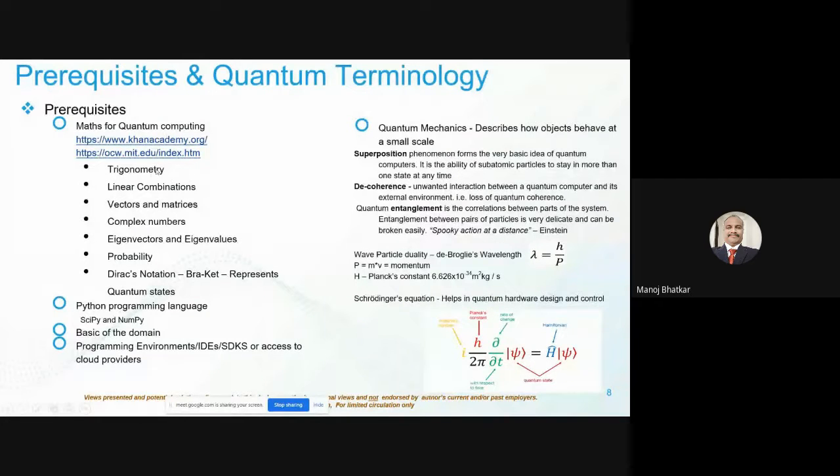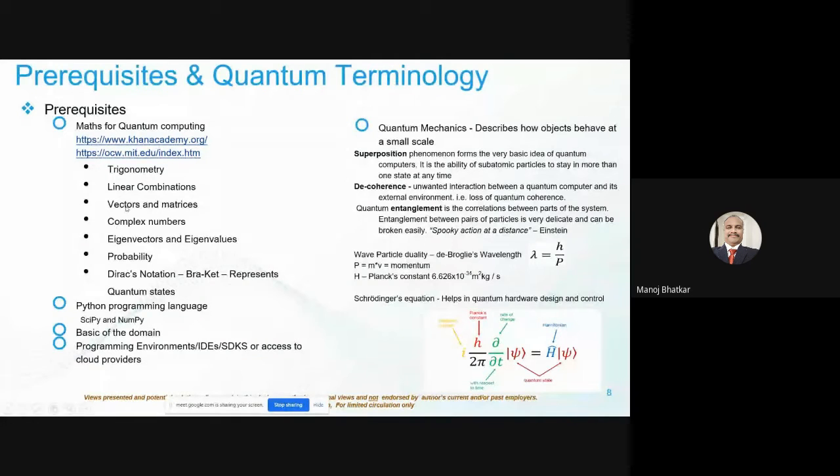Go through some of the basic concepts of trigonometry, linear combinations, vectors, matrices, complex numbers, eigenvectors, eigenvalues, probability, and Dirac's notation. That is a bracket representation of quantum state. You can go through Khan Academy. They have very good material, and I will be sharing this presentation as well. At MIT OpenCourseWare, you will find a great treatment on this topic.